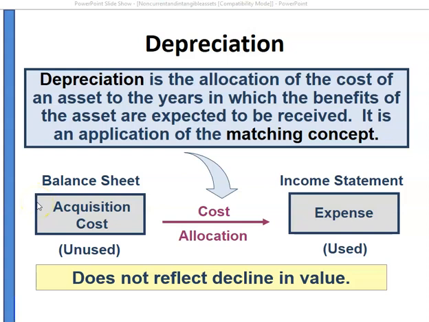The building, however, the cost of that building is going to be allocated through depreciation expense, and it's going to show up on the income statement as a reduction. It's going to be in the operating expenses portion of the income statement, and it's ultimately going to reduce our net income. So I want you to also note this very important sentence here. It says, they're talking about depreciation, depreciation does not reflect decline in value.